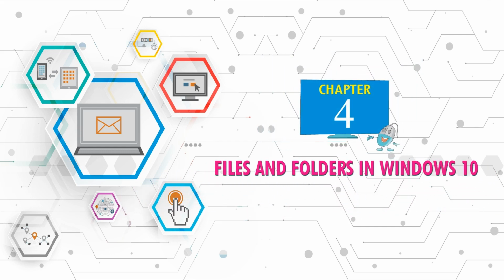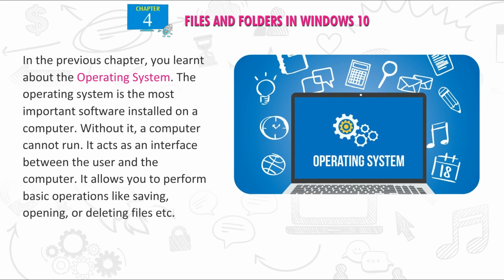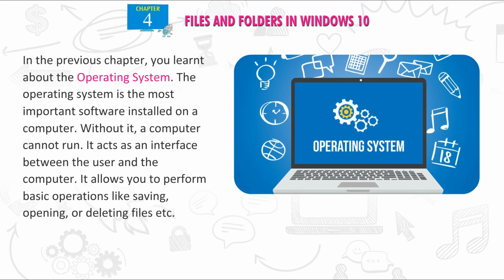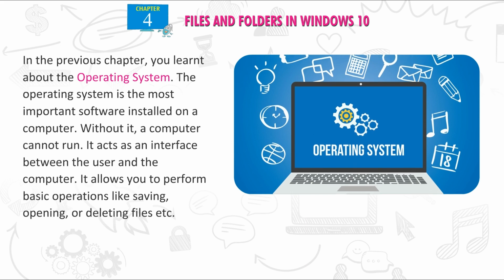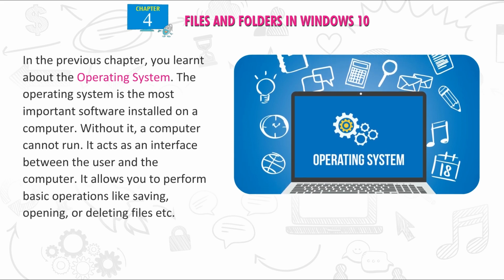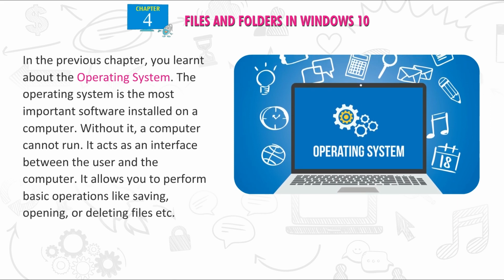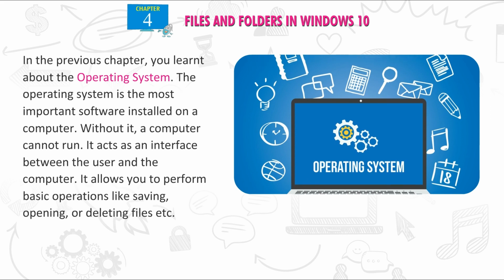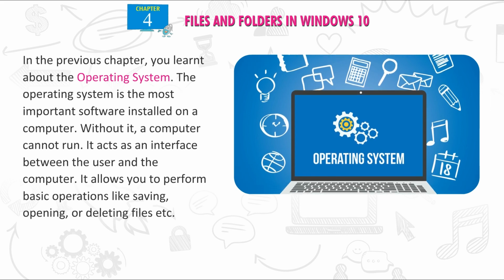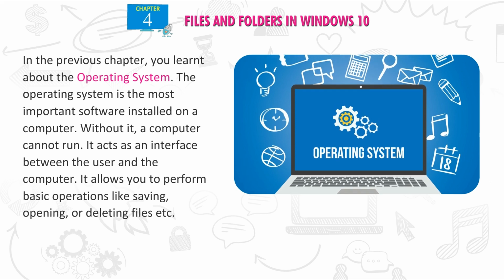Chapter 4: Files and Folders in Windows 10. In the previous chapter, you learnt about the operating system. The operating system is the most important software installed on a computer. Without it, a computer cannot run.